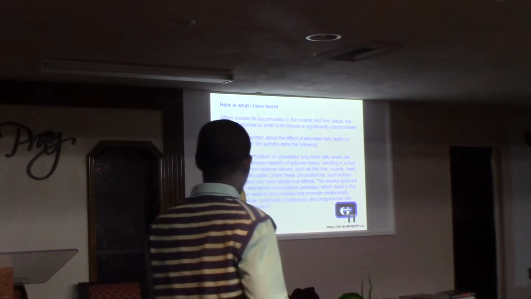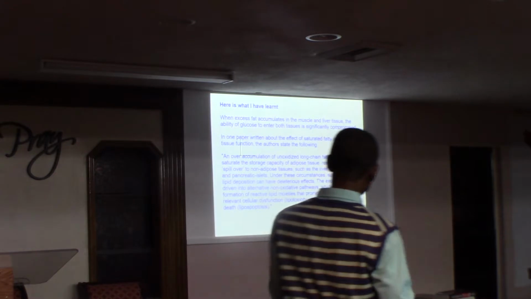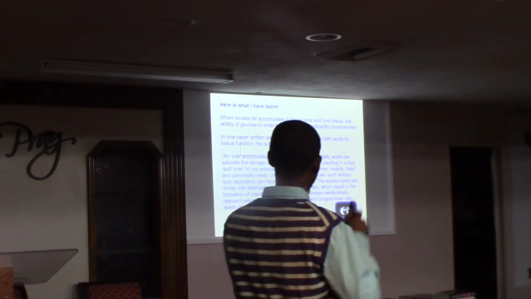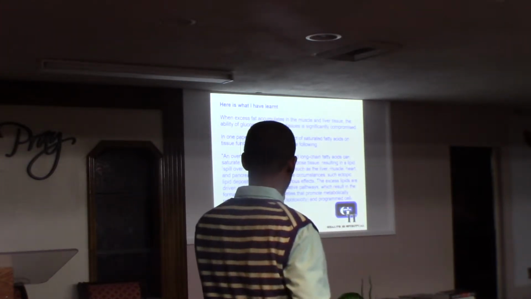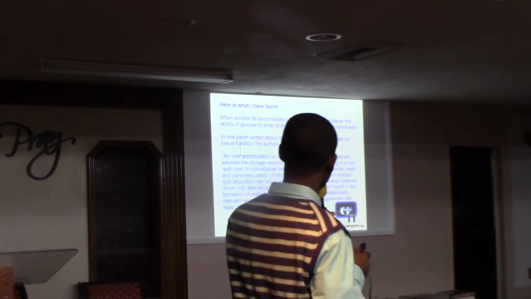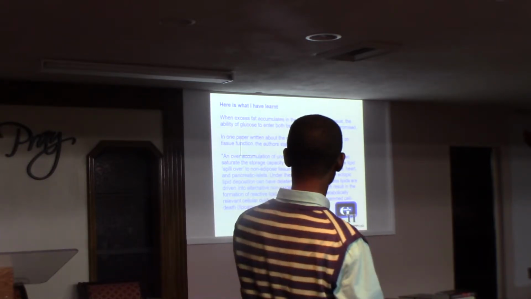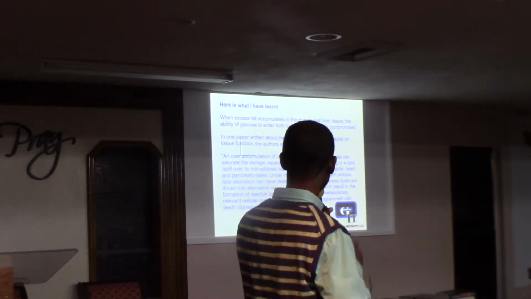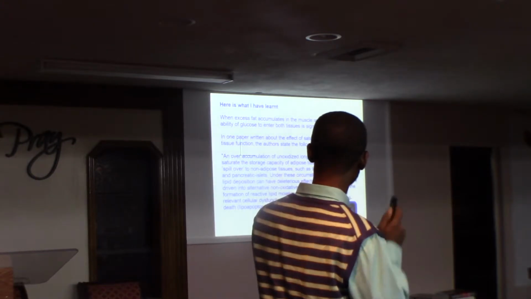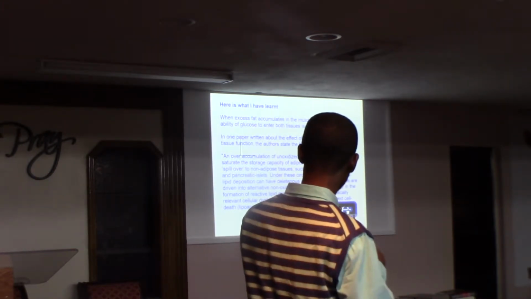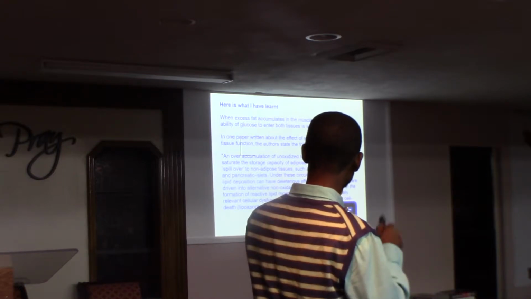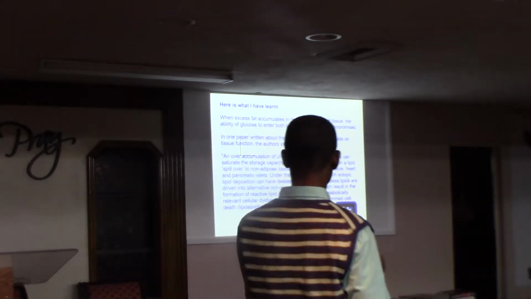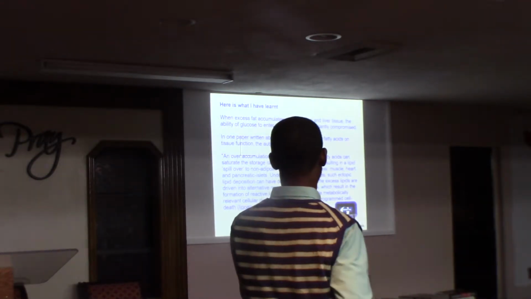Here's what I've learned. When excess fat accumulates in the muscle and liver tissue, the ability of glucose to enter both tissues is significantly compromised. In one paper written about the effect of saturated fatty acids on tissue function, the authors state the following: an overaccumulation of unoxidized long-chain fatty acid can saturate the storage capacity of adipose tissue, resulting in a lipid spillover to non-adipose tissues such as the liver, muscle, heart, pancreatic islets.